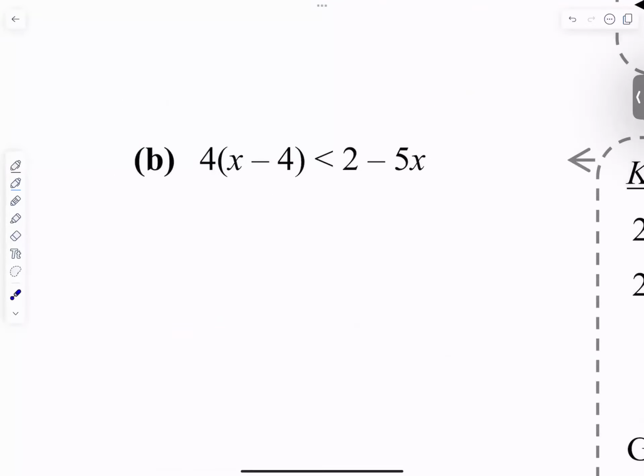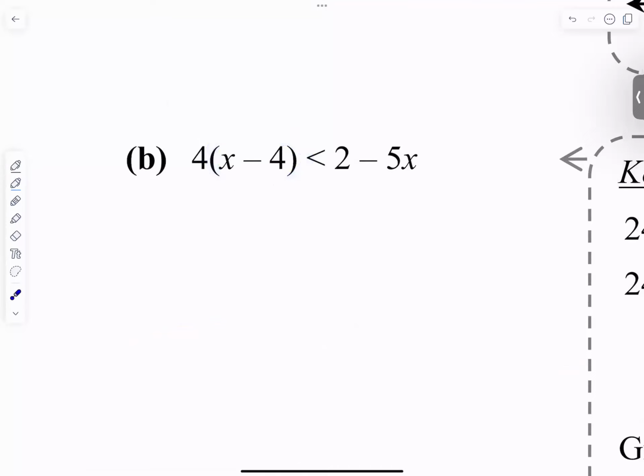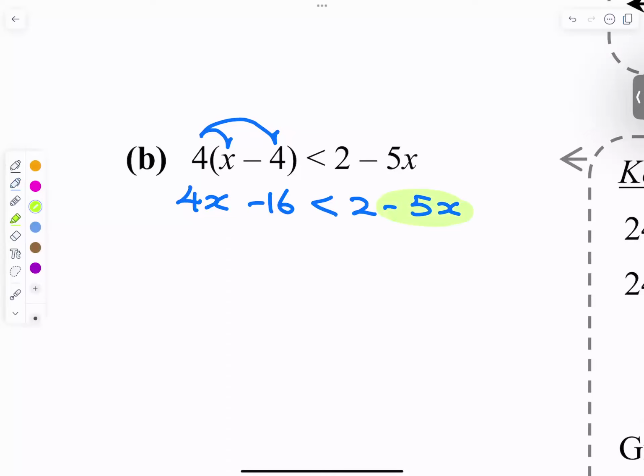So I was saying why I don't usually give this to the other side, because for these types of questions, you have x on both sides. So it's suggested to open up the brackets first. 4x minus 16. And then put everything that has the unknown x on the left side and then without the x on the right side.